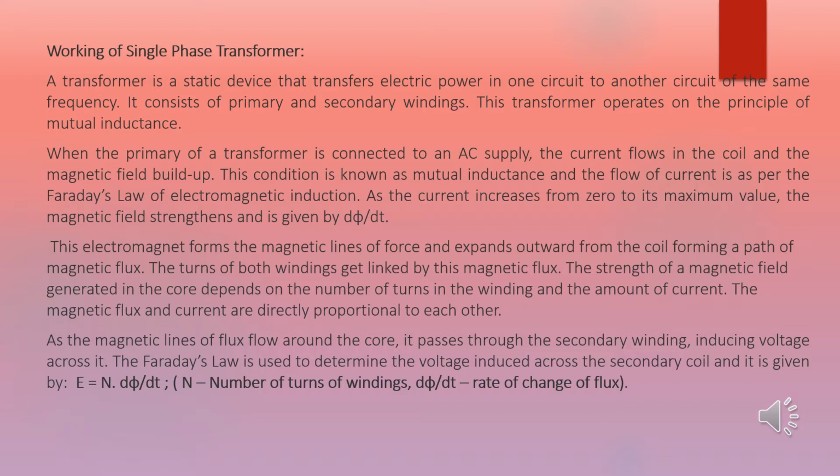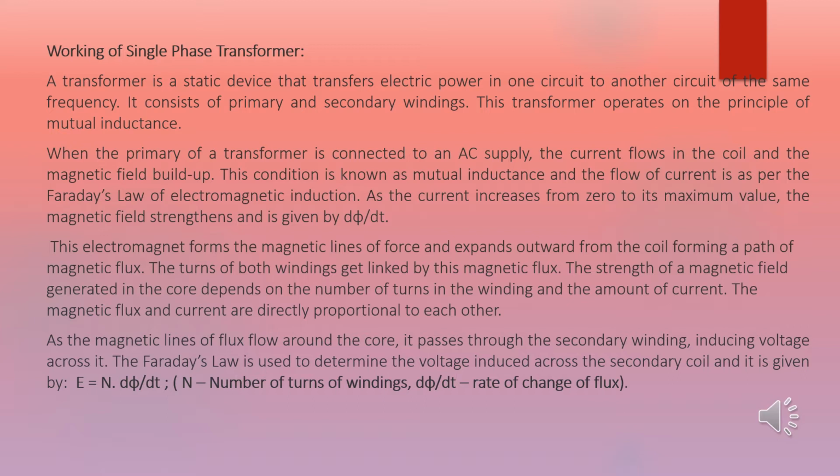Single phase transformer consists of two windings, the primary and the secondary winding. The input side is called as the primary winding, output side is called as the secondary winding. The single phase transformer operates on the principle of mutual inductance, which we have studied earlier.